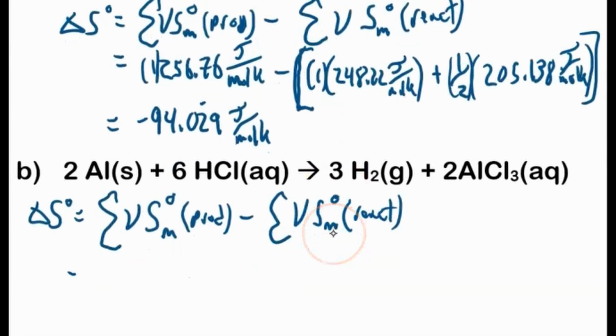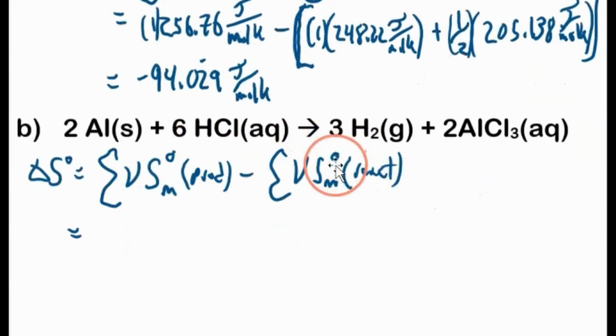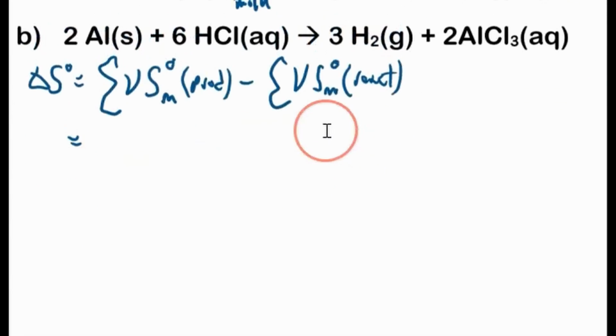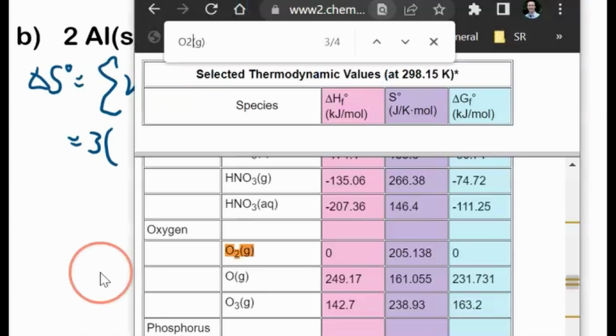Okay, now unlike equilibrium constants and things like that, we need to consider all the species here in the entropy. So even all the solids and the liquids and whatnot. So we're going to start off with hydrogen. So there's 3, that's the stoichiometric coefficient. Now we need to look at H2 gas.